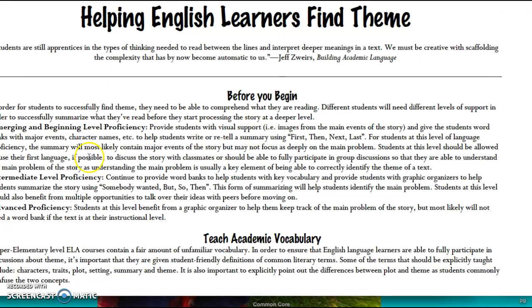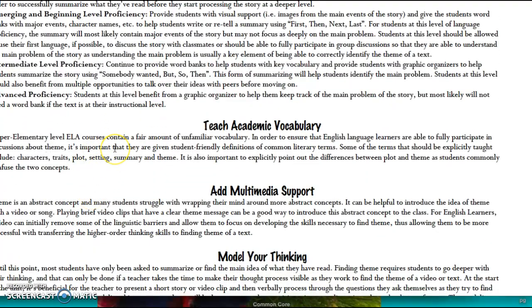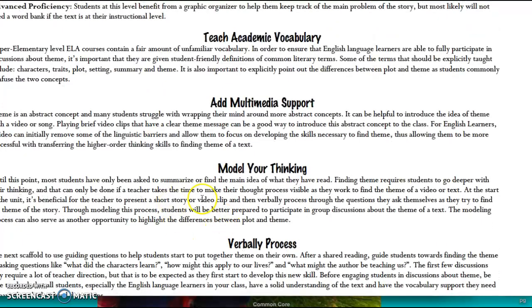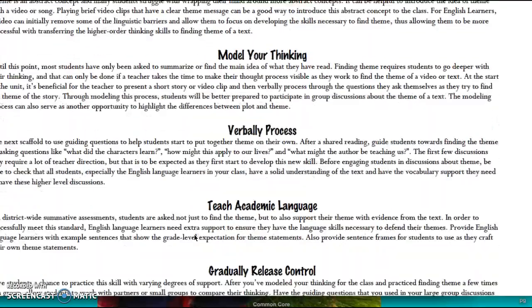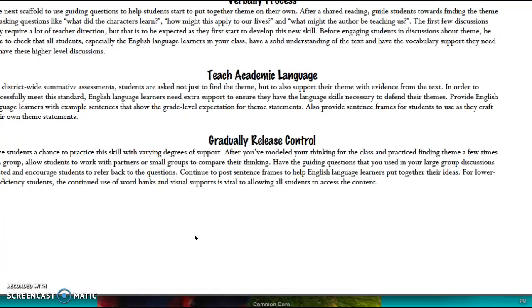If I go onto the handout that I created, the things I talked about were some of the different scaffolds that different proficiency level students might need, so looking at beginning, intermediate, and advanced. I'm talking about moving from more visual support to more of a graphic organizer, the importance of teaching the academic language, making sure the kids actually know what characters are, multimedia support, modeling and going through the process verbally, and making sure that we're gradually releasing control.